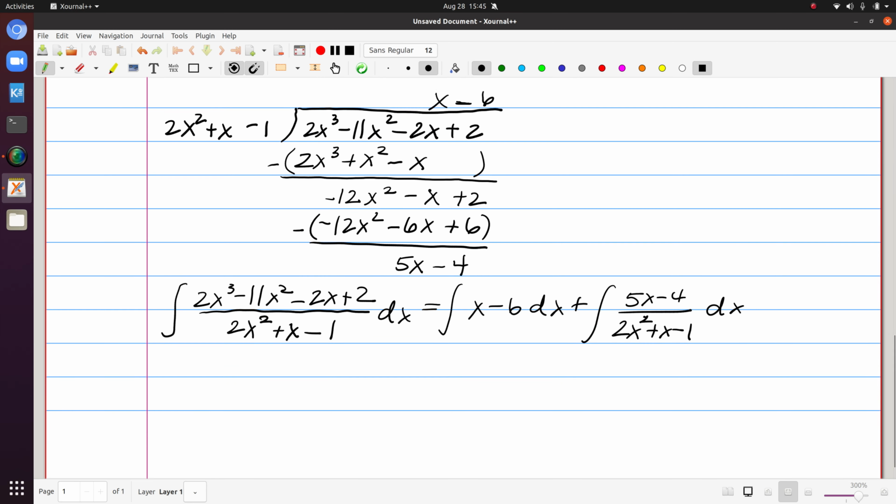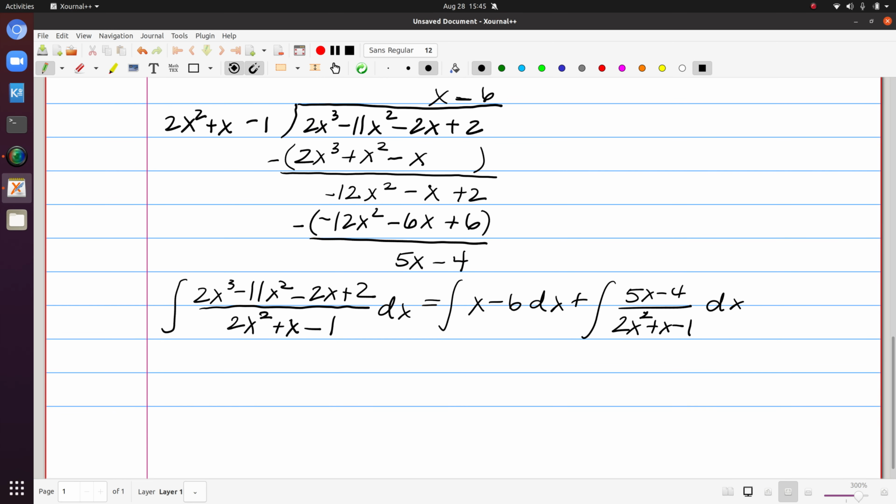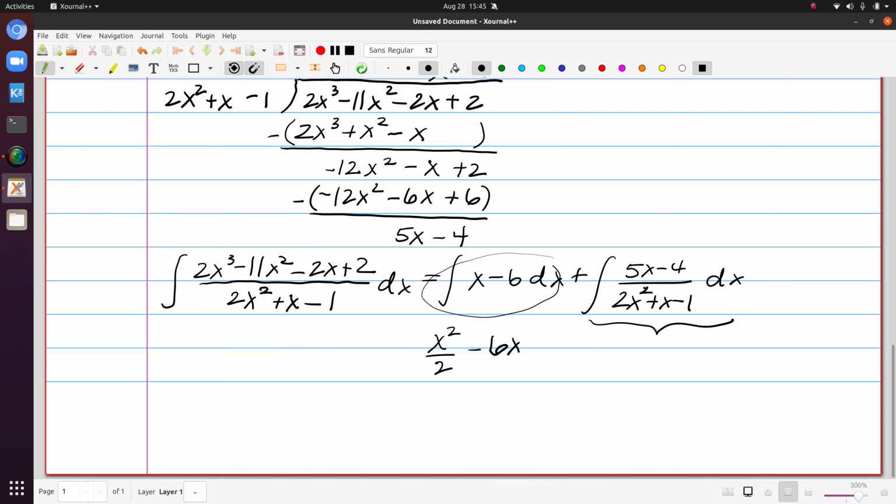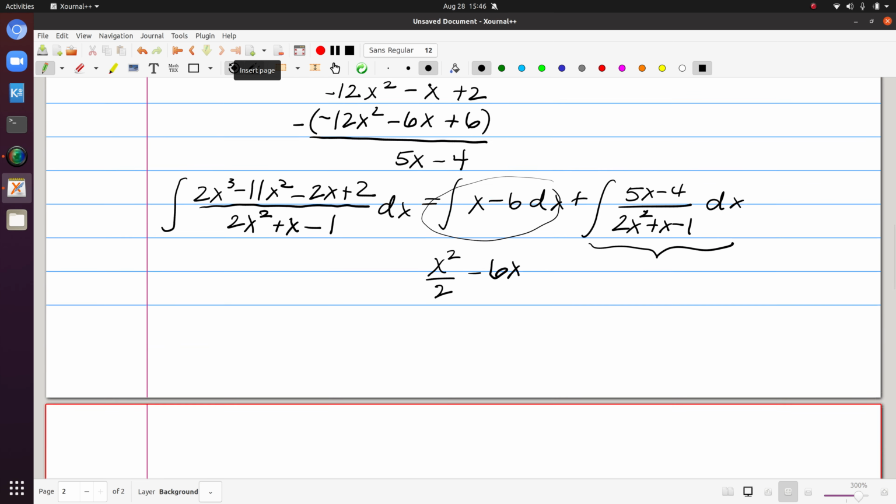So what's happened here is this first integral, we can find that right away. The antiderivative here, I get x squared over 2 minus 6x plus a constant, but I'm going to have to just introduce one at some point. This one, we can use partial fraction decomposition. So let's do that now, and then we can put it all together to finish this off.